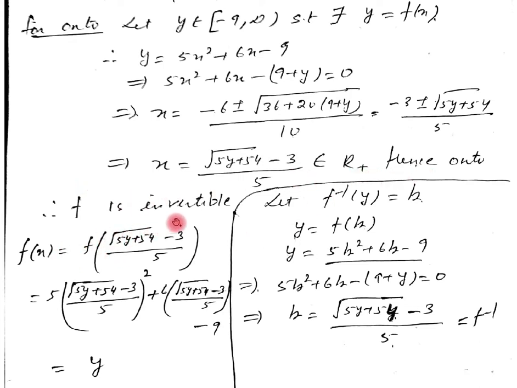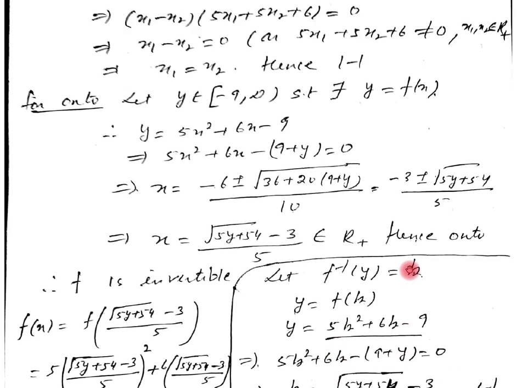Therefore we can say the function is invertible. Now we have to find out the inverse. Let its inverse be equal to k. Then it can be written as y equal to f of k. Then putting the value of the function here and solving to get the value of k, again we are getting k equal to root of 5y plus 54 minus 3 upon 5. And now this is the value of f inverse that we have to find out in the question.